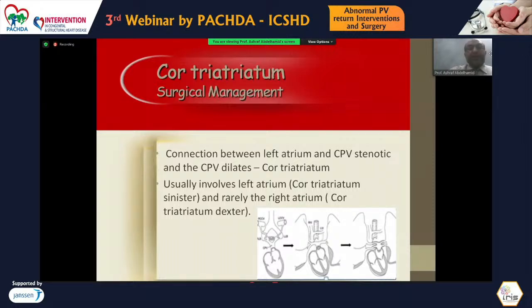Cor triatriatum, as Dr. Ala said, comes when the connection between the left atrium and the common pulmonary vein confluence becomes stenotic. The common pulmonary vein stenosis ends in dilatation of this common pulmonary vein and creates two chambers. One is draining the pulmonary veins and the other is the proper left atrium. It comes as cor triatriatum, either on the left side, sinister, or the right side, dexter.